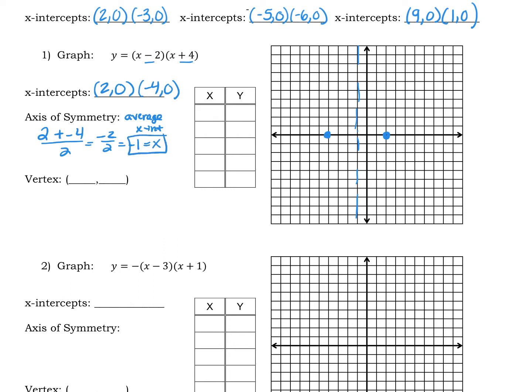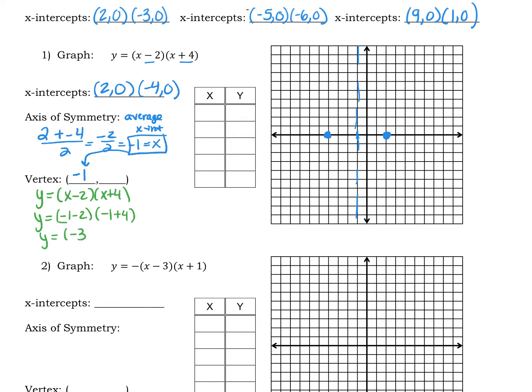Now I could have also said what's halfway between 2 and negative 4. So 2 and negative 4 are 6 units apart, so 3 would be halfway between, and 3 away from each of those is at negative 1. So I could have also found the midpoint between negative 4 and 2. So my axis of symmetry is always the same as the x of my vertex. Then I'm going to take the x of my vertex and plug it back into the original equation to solve for the y of the vertex.